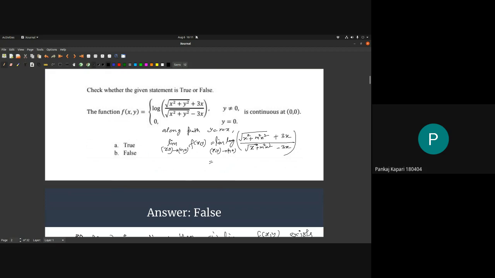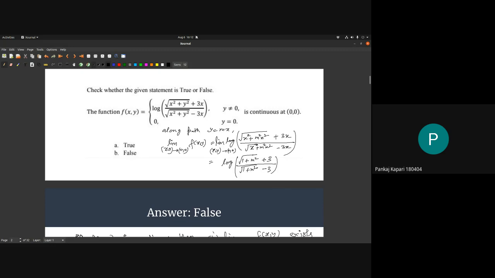Now you can see that you can take x square common from this square root, and you can cancel out this x. So what will you get? What is the limit? This limiting value is log of 1 plus m square square root plus 3, divided by 1 plus m square minus 3, right?